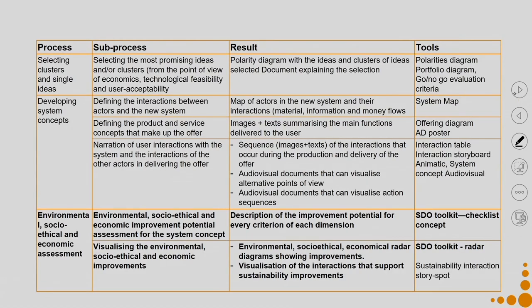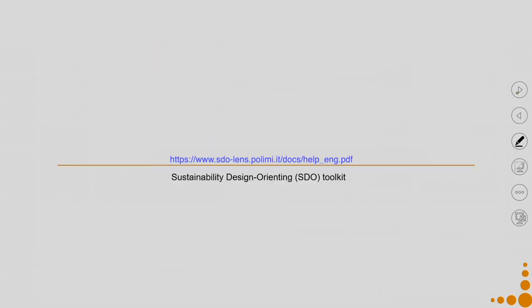Let's come to the final process in this particular stage, in which I will do an environmental, socio-ethical and economic assessment. This is a qualitative assessment. I had already described to you, using the SDO toolkit, the concept checklist and how to work on the SDO toolkit radar. So once you have created all your concepts, you do a qualitative judgment whether you got a minor improvement, a major improvement, or no improvement and so on.